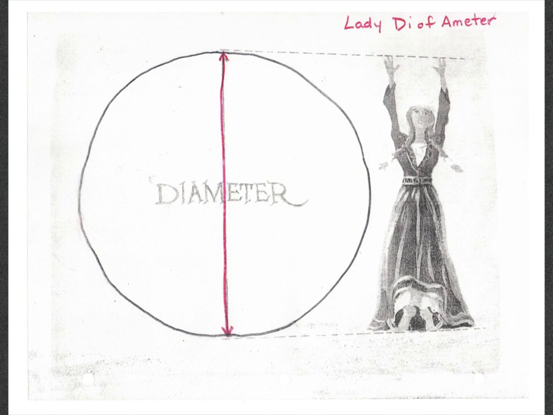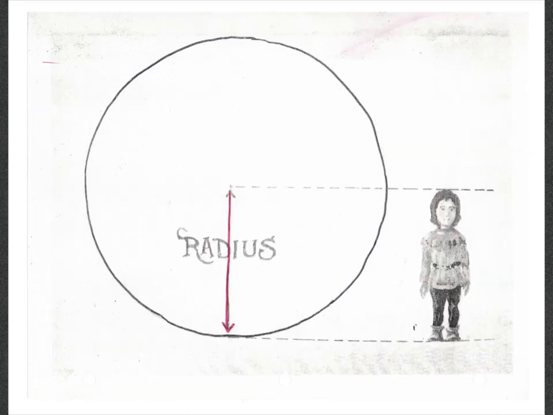So time passed and they had a son, and Circumference wanted to name part of the circle after him. His name was Radius. And so the radius of a circle is from the middle of the circle, the center, down to the edge of the circle. So that is the radius.